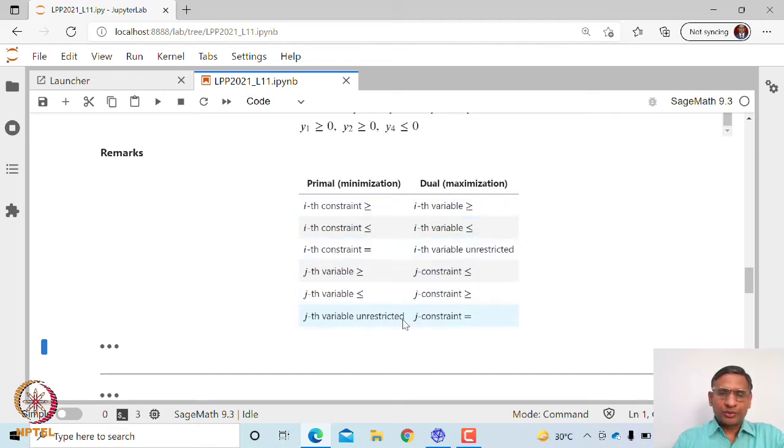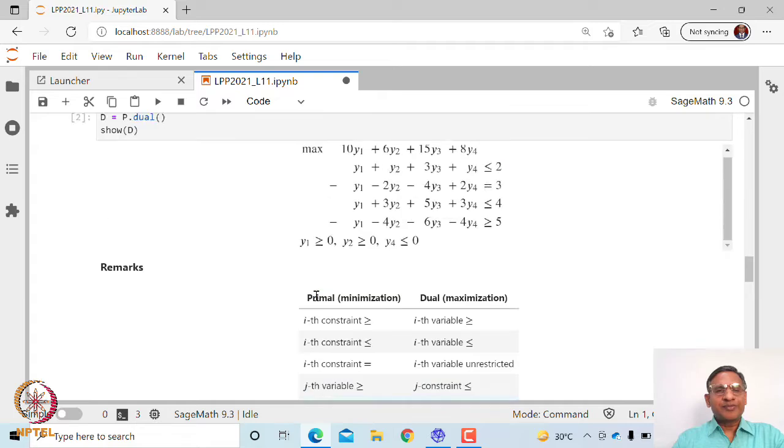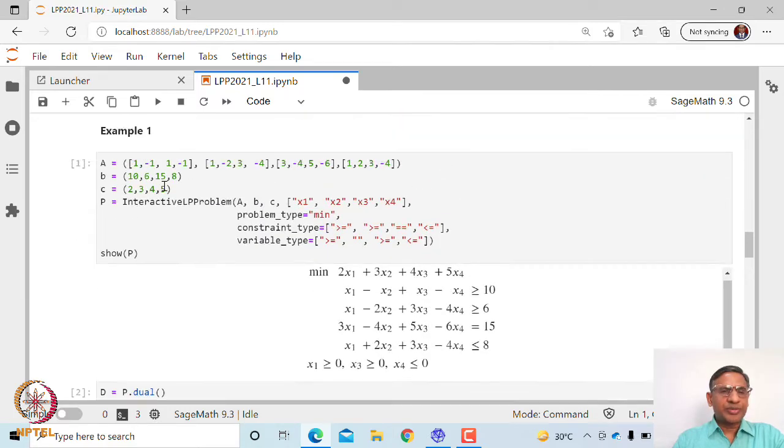So if you have understood this, you can write the dual of any linear programming problem without even converting the linear programming problem into a standard form. If you just remember these observations, you can always write it. Okay, fine. So we have constructed the dual of the primal P.